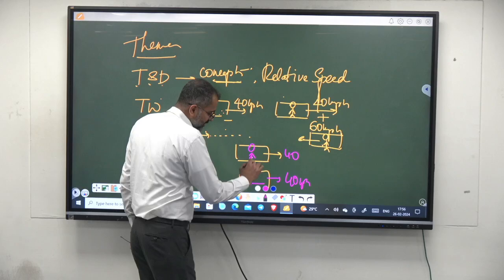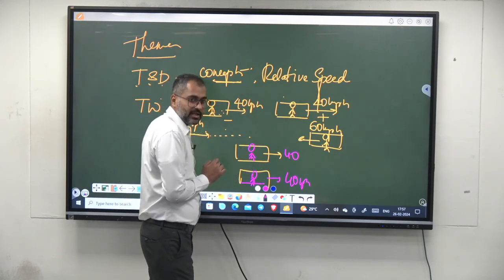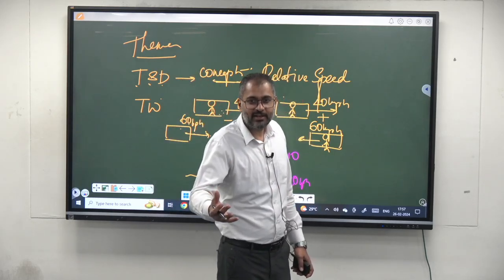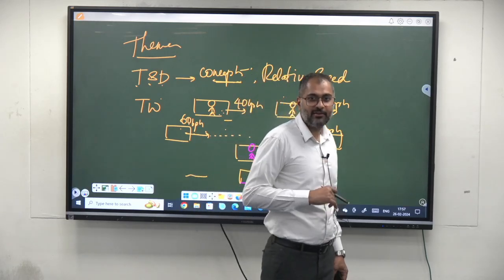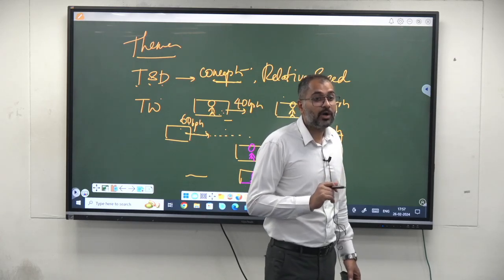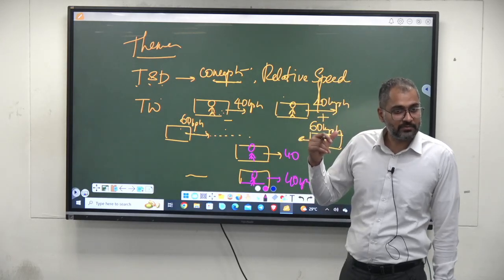Now, if both are moving at the same speed, 40 km per hour, 40 km per hour, this person can see that this person is standing here. Sometimes this happens in the railway station: when the parallel train beside us moves, we feel that our train is moving. Isn't it? Those kinds of phenomena are called what? Relative speed. These will be asked as a question.